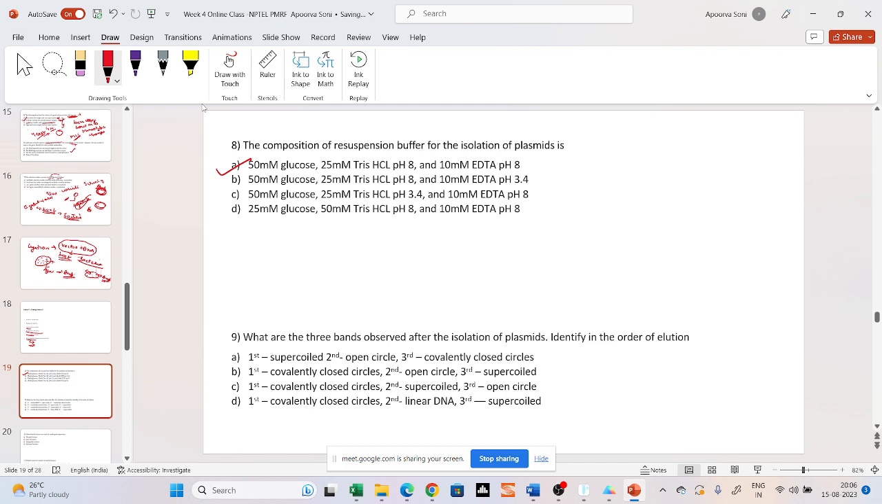What are the three bands observed after the isolation of plasmid? Identify in the order of elution. Anybody know the answer of this question?